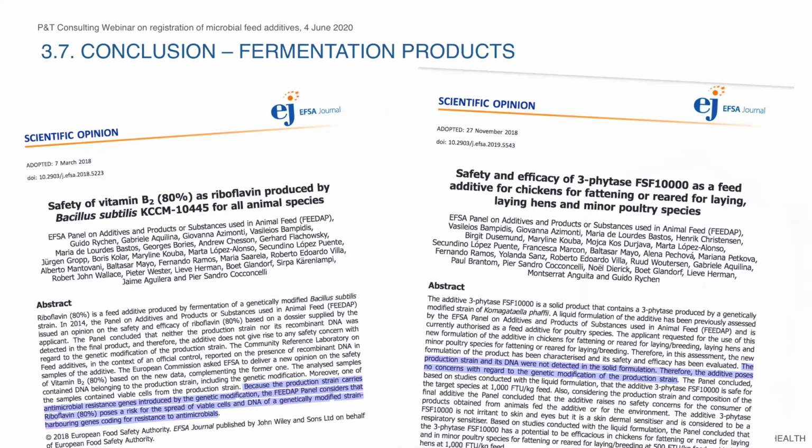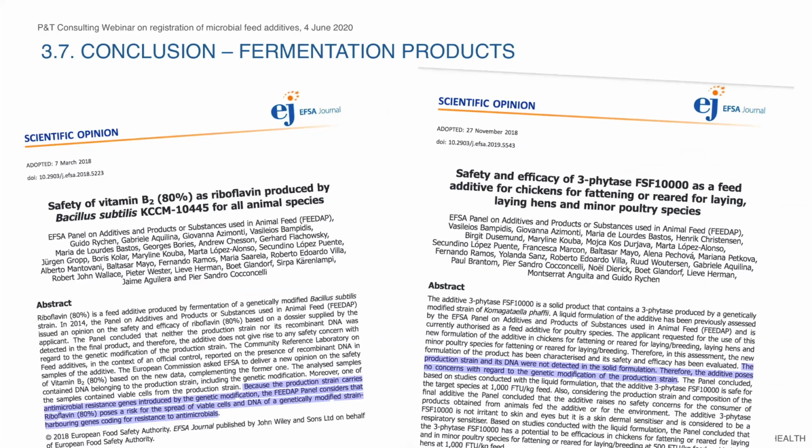On the contrary, on the left, you can see an example of a product for which the production strain and the sequences of concern were detected in the final product, and therefore this was considered a risk and the EFSA opinion was negative.